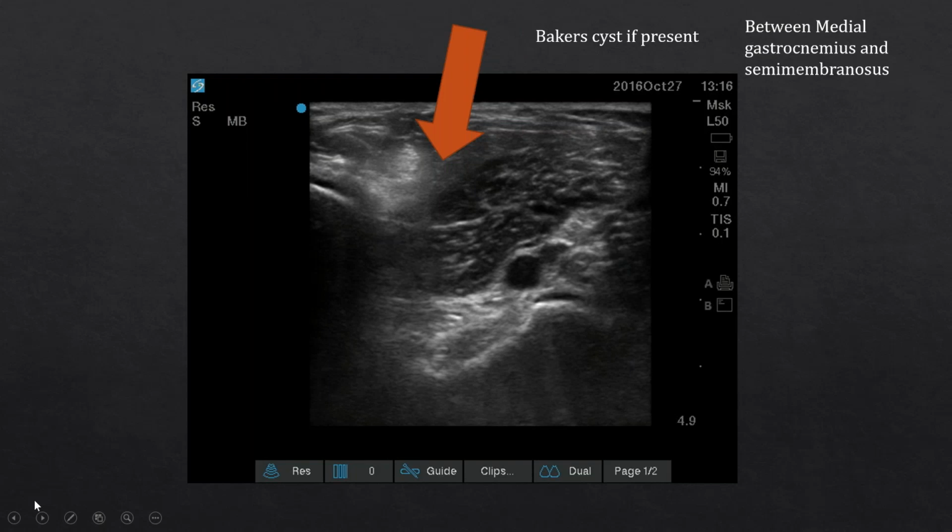But it's very important to find out the source, where it's arising from. Is it arising from the joint or around the tendons? It's important to tell the nature of the cyst.